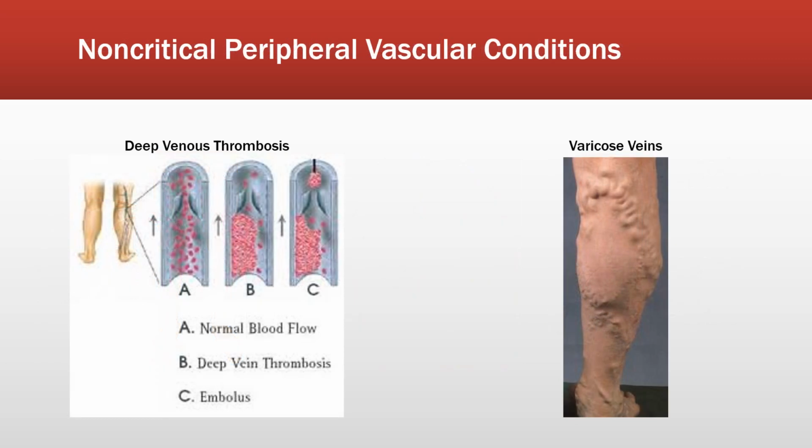Non-critical peripheral vascular conditions. First is deep vein thrombosis, or DVTs. It is a blood clot in the large veins of your thighs or calf. It presents with swelling, pain, tenderness, and warm red skin. Varicose veins are due to damaged vein walls or broken valves that cause dilation of those superficial veins and that running back and forth, snake-like pattern. It's common with pregnancy and obese patients.